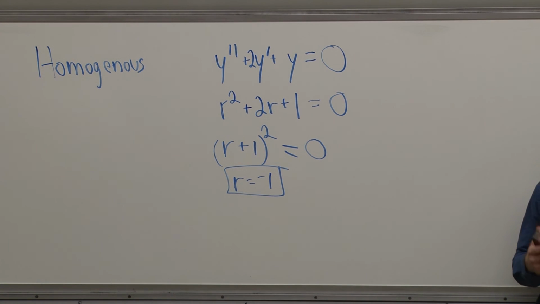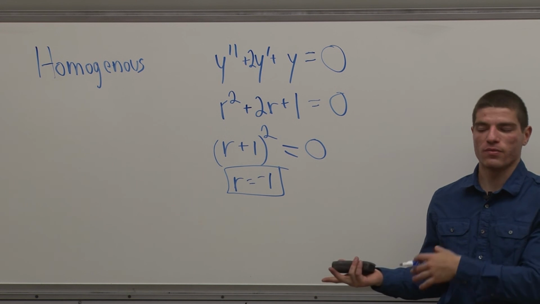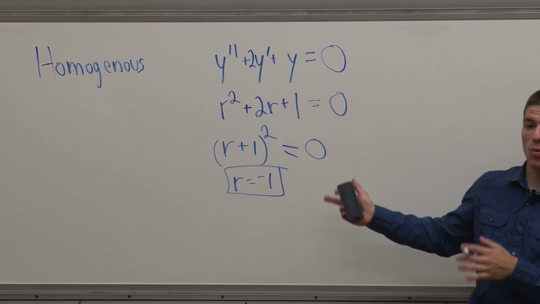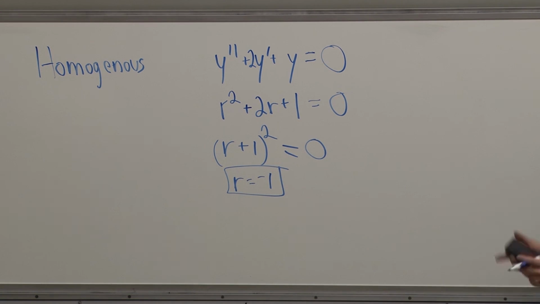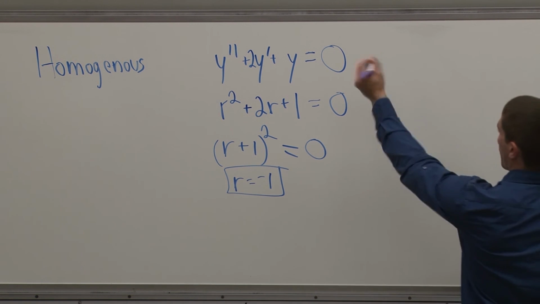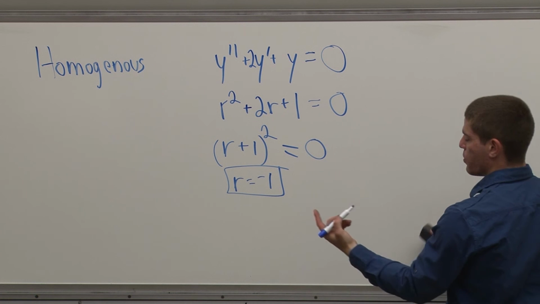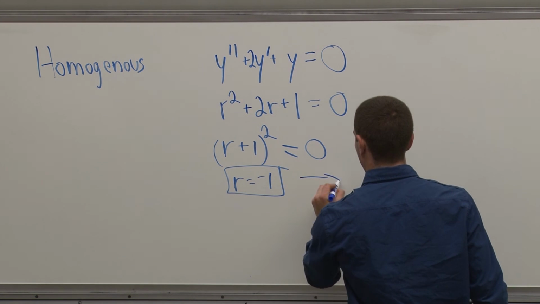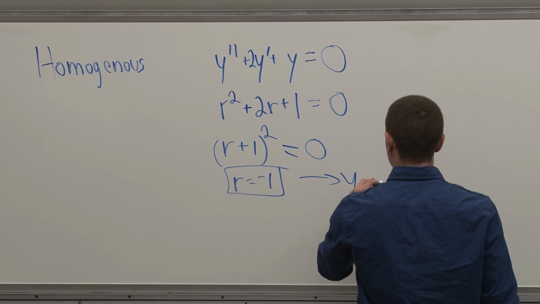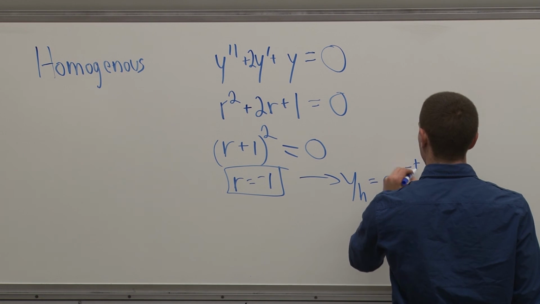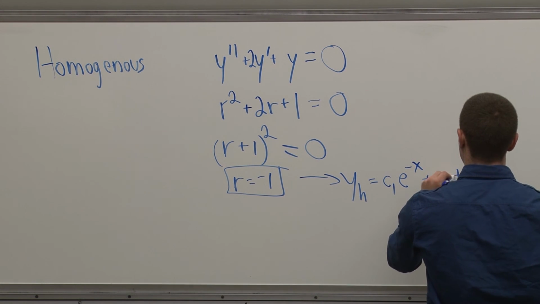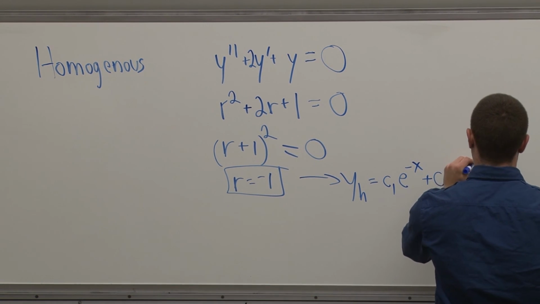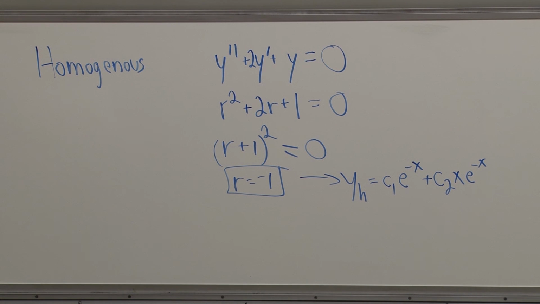There are 3 cases: where you have 2 distinct roots, which are 2 different roots; 1 root that's the same and happens twice, which is just r plus 1 times r plus 1, so r equals negative 1; or where you have 2 complex roots. Since the answer for this one is one root that's the same, you'd have yh equals c1 e to the negative t plus c2 t e to the negative t, or x, whatever you want to use. All right, just like that.